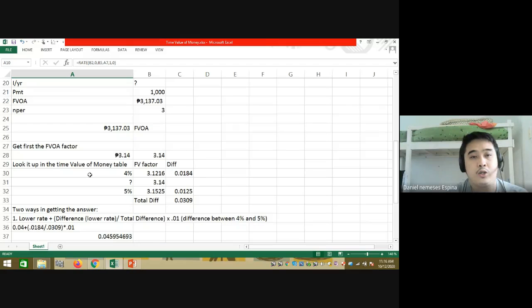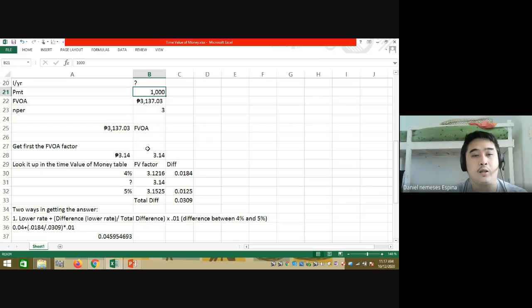Okay? To use the interpolation method, you need to know the factor. Okay? So unsa man ang factor? So this is ordinary annuity. You have the payment. 'Di ba ang payment i-multiply nimo sa 1, this is future value ordinary annuity, that's 1 plus interest raised to n minus 1 divided by the interest. Okay? That's what we call the factor. So to get the factor, you simply divide the future value ordinary annuity by the payment.